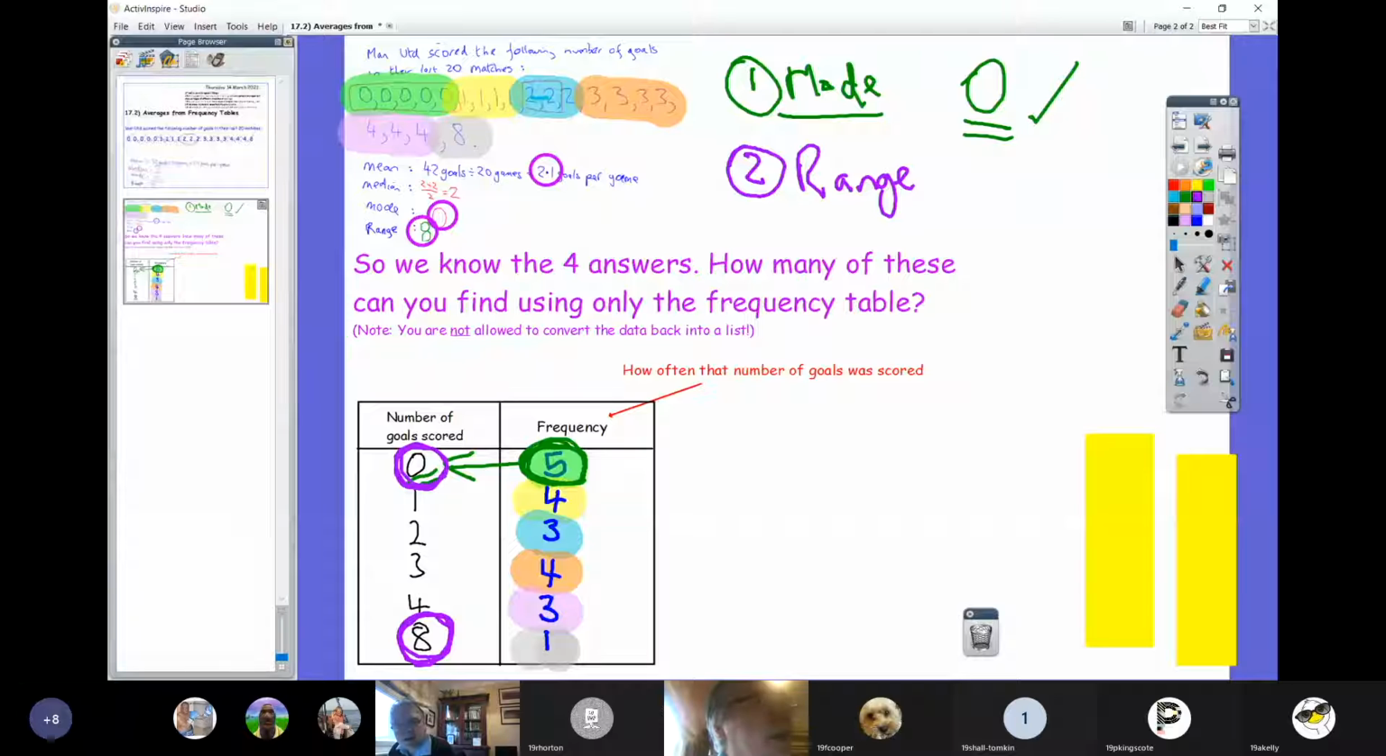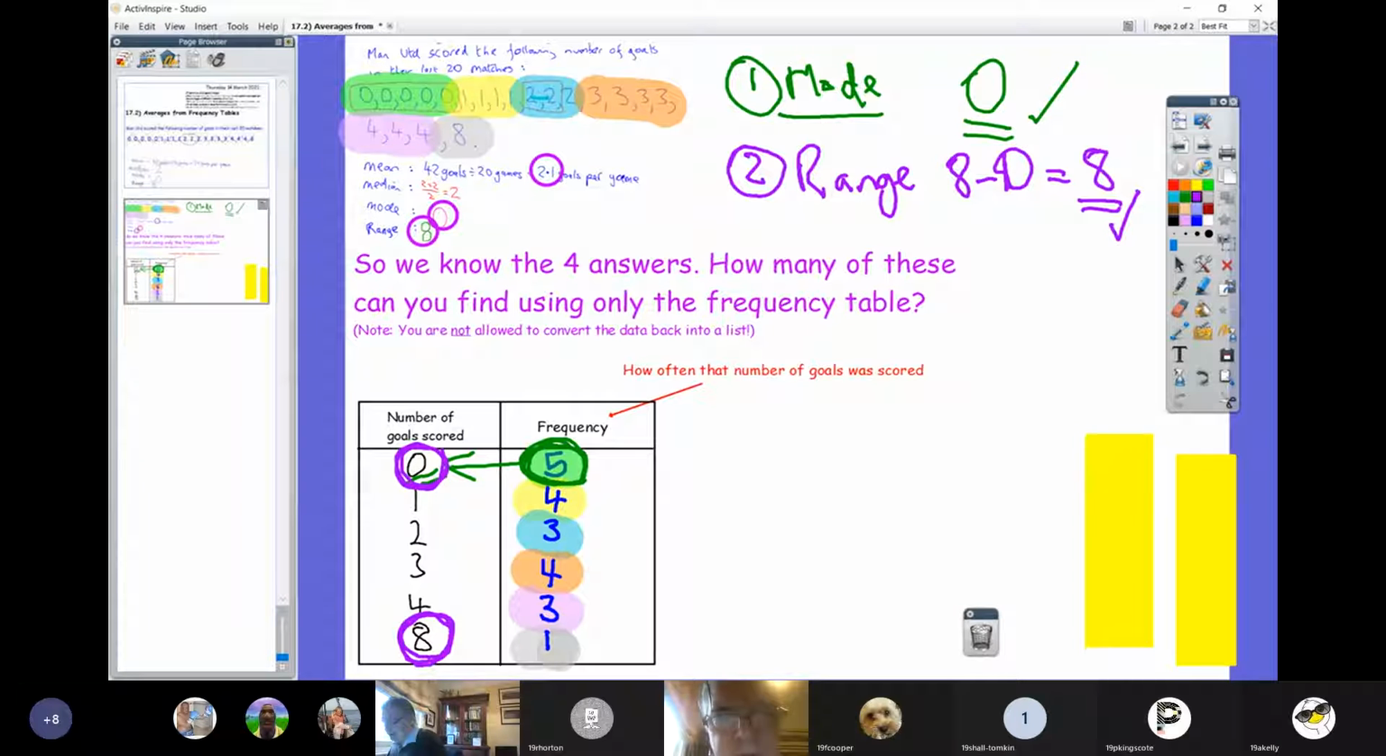Okay, so just wait for that to click through. So that was easy. So the range I've done in purple is just 8 take away 0, which equals 8. Now the harder two. How do we work out the mean?